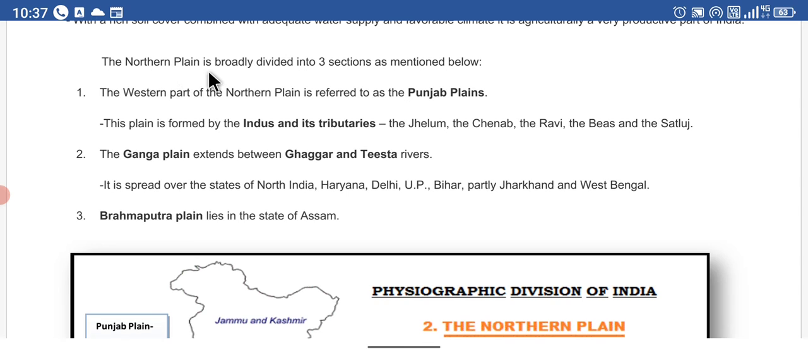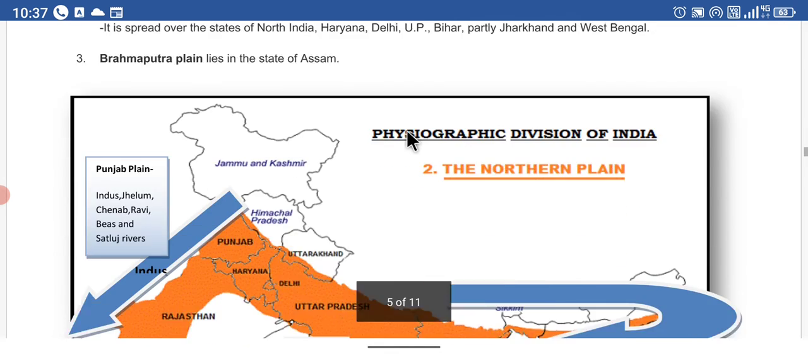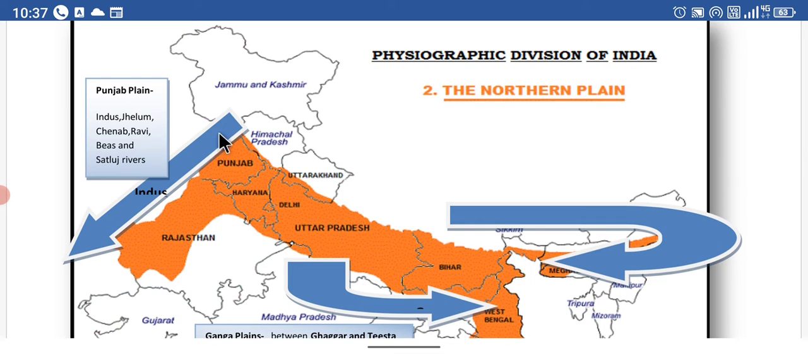The northern plains are broadly divided into three sections as mentioned below. First, Punjab plains, second, Ganga plains, and third, Brahmaputra plains. The western part of the northern plains is referred to as the Punjab plains. This plain is formed by the Indus and its tributaries, the Jhelum, the Chenab, the Ravi, the Byas, and the Satluj. Here in this picture we can see the Indus river system with Jhelum, Chenab, Ravi, Byas, and Satluj.